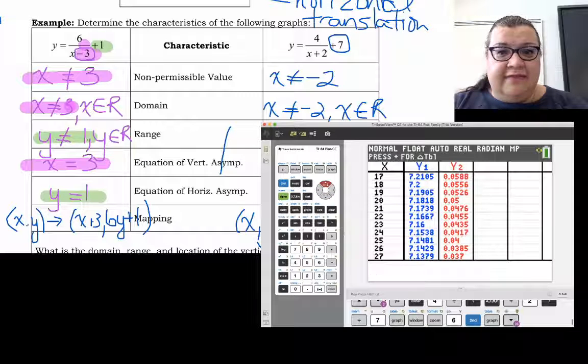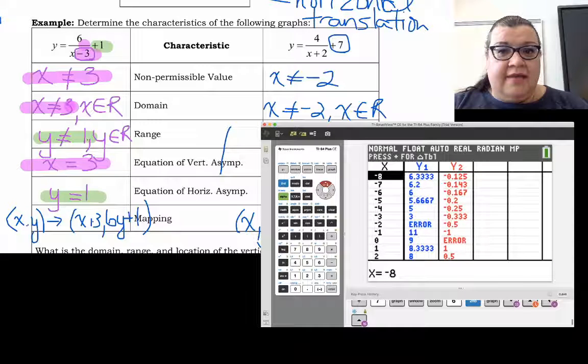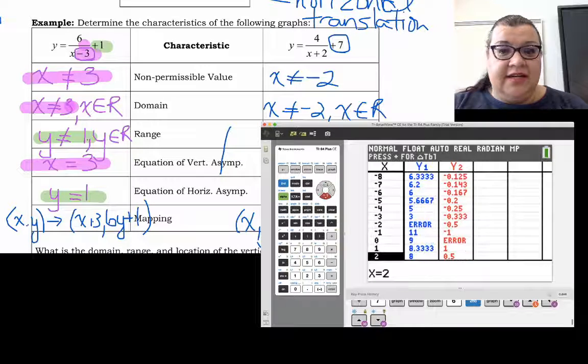And on the negative side, by the way, of course, you're seeing your non-permissible value there at -2. And on the negative side, we're going to get close to 7, so 6.7, 6.8, but we're never going to hit 7. So that's our horizontal asymptote, also related to our range.